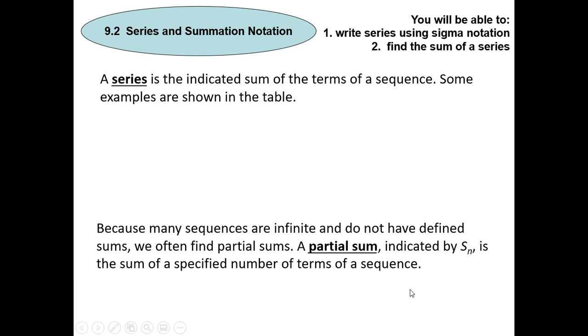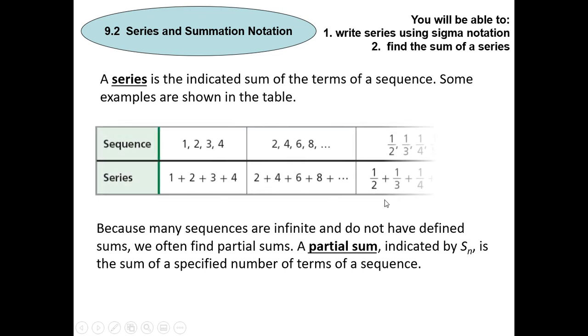Now, a series is the indicated sum of the terms of a sequence. We looked at sequences, which is just a set of numbers. Now, a series is where we're going to add up all those numbers. For instance, a sequence might look like this: 1, 2, 3, 4. The series would be those four numbers added together. With 2, 4, 6, 8, and so on, the series is going to be 2, 4, 6, 8, dot, dot, dot, so it's going to be an infinite series. Then here we've got 1/2, 1/3, 1/4, 1/5, 1/6, and the series would be adding them all up.